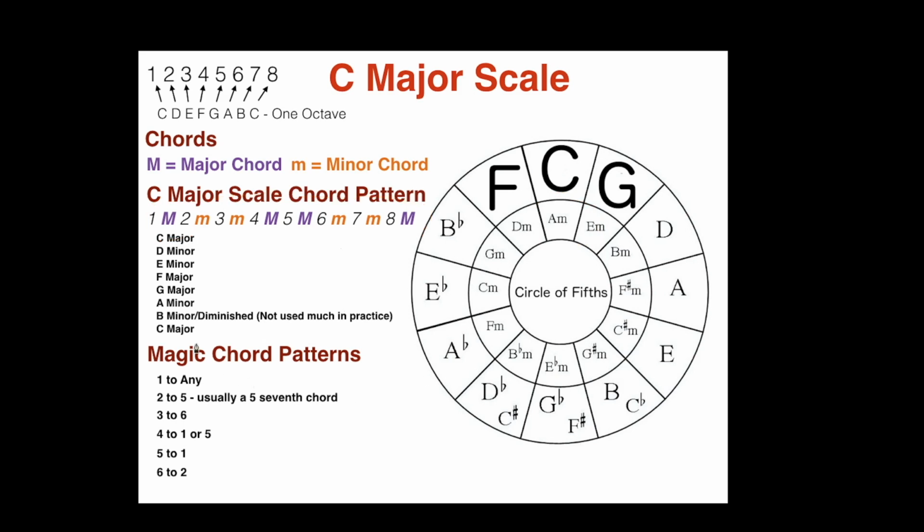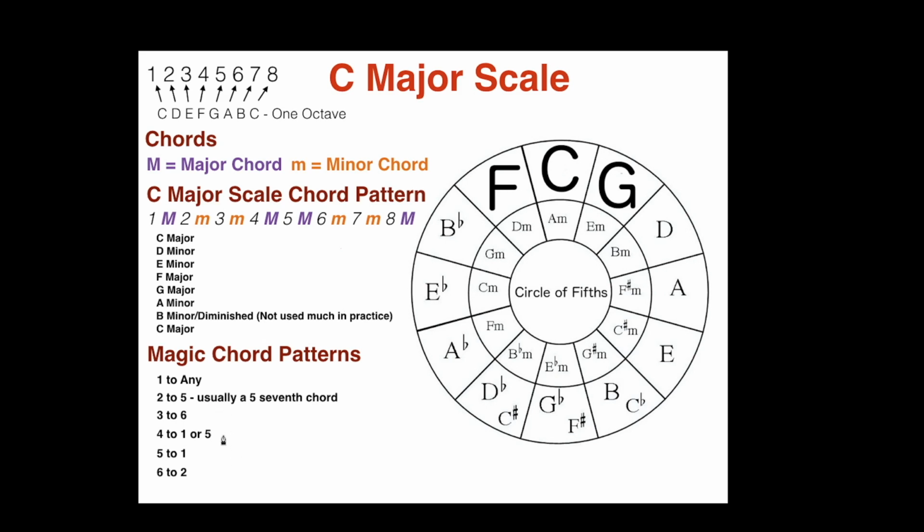Now, let's talk about these magic chord patterns. We discussed them earlier, but they are described as 1 to any, 2 to 5, 3 to 6, 4 to 1, 5 to 1, or 6 to 2. What does that mean? What that means is if we start with the C, which is the 1, the C major, we can go to any one of these other chords, and then this will help guide us through the rest of the song.